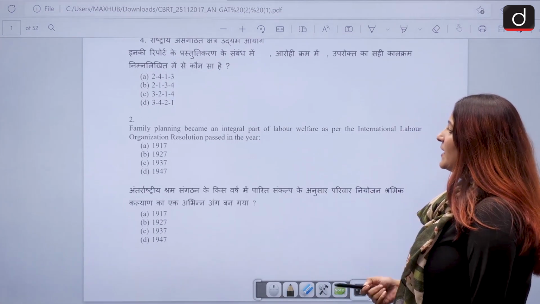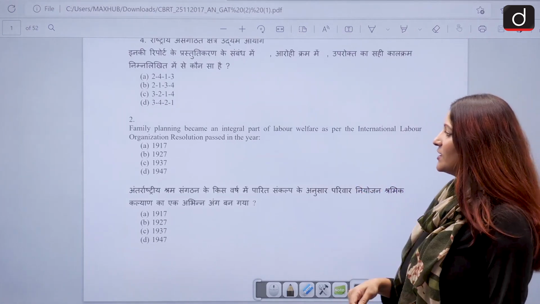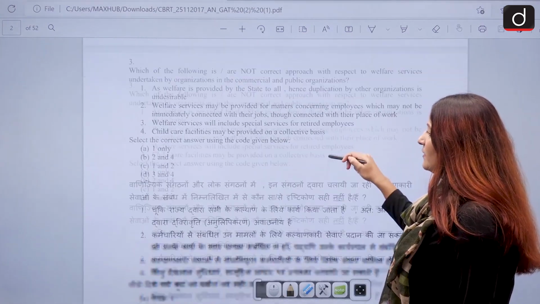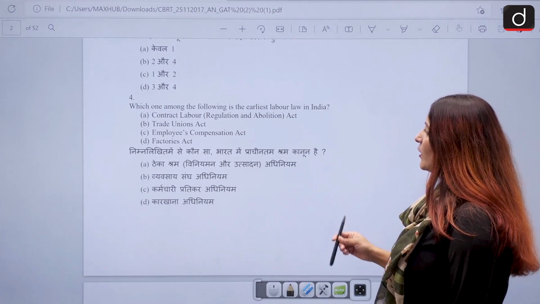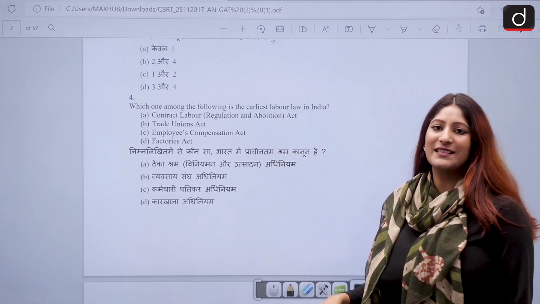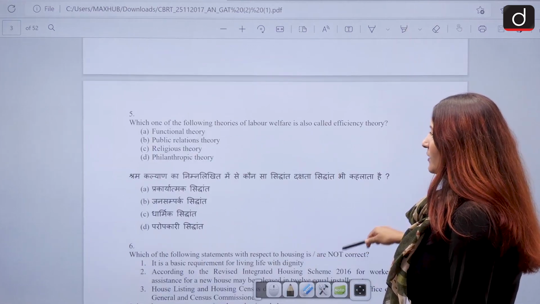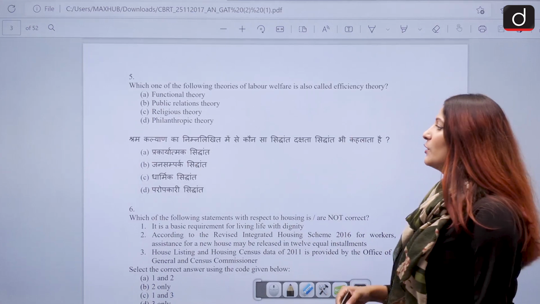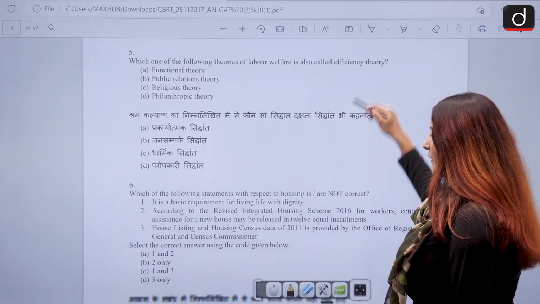Then, family planning became an integral part of labor welfare as per the International Labour Organization resolution passed in the year... The options are given over here. These are the kind of questions you will encounter. Which one among the following is the earliest labor law in India? Contract Labor Act, Trade Unions Act, Employees Compensation Act, Factories Act. Then, which one of the following theories of labor welfare is also called the efficiency theory? Functional, public relations, religious, philanthropic.